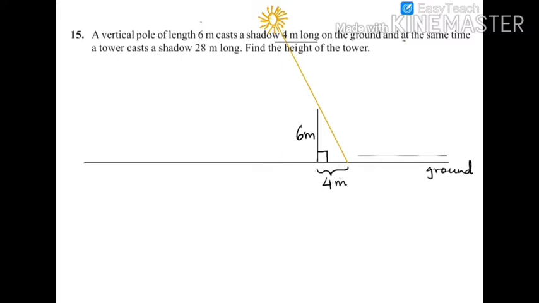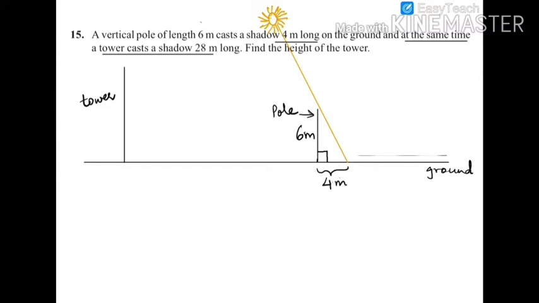Now at the same time of the day, a tower casts a shadow 28 meters long. Let's say this is the tower. Now we need to understand this, that at the same time of the day, the sun will cast shadows at the same angle, because the rays of the sun are parallel, as the sun is a distant object. So if the source is very far, the rays coming from it are considered to be parallel.